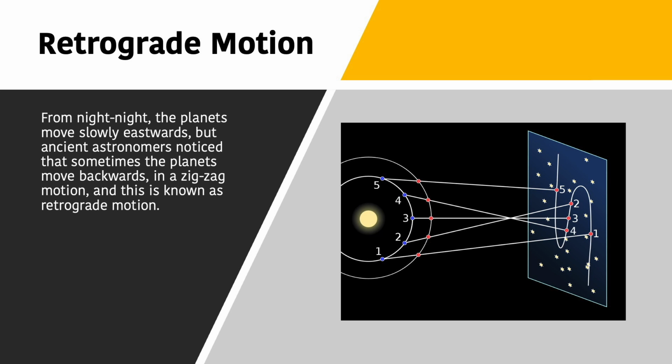Take a little look at a video clip where retrograde motion is explained in slightly more detail, and you can see why that shape appears to be visible in the night sky.